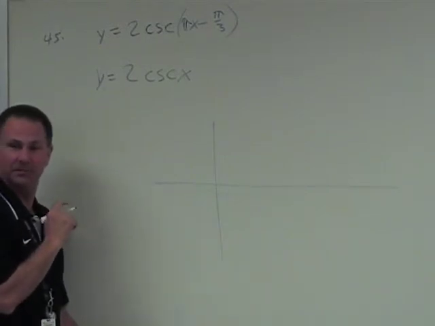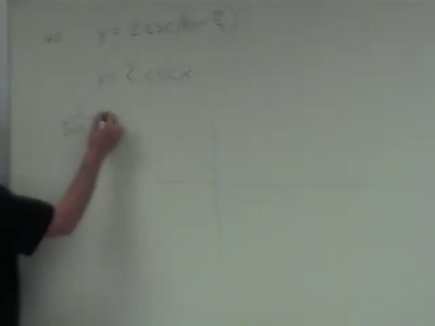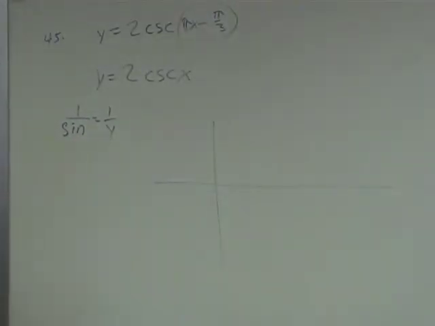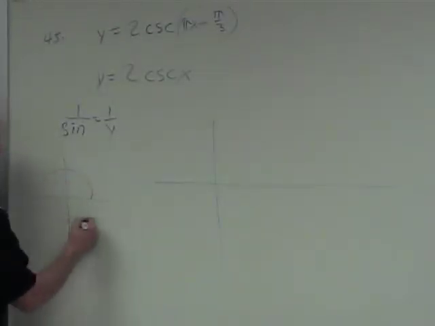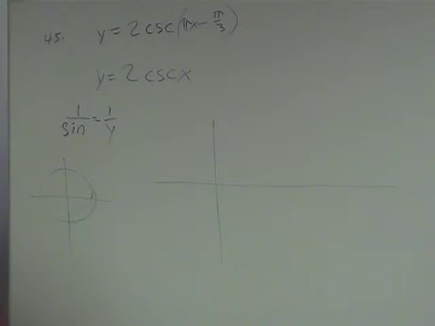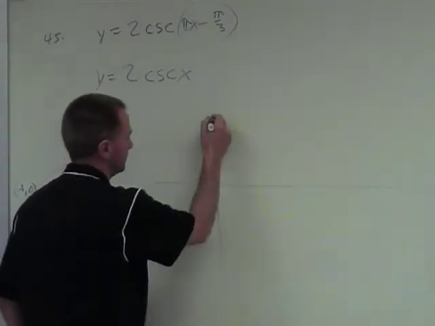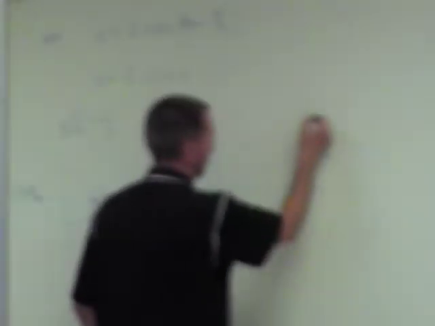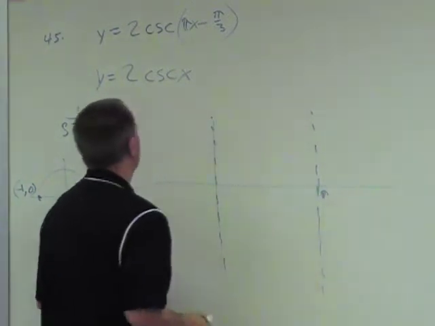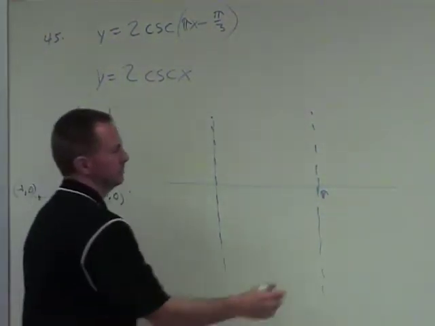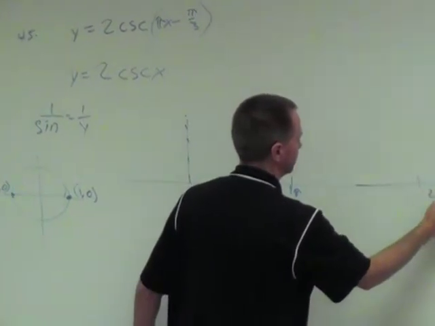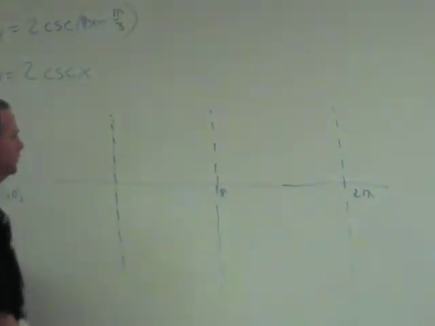What's another way of writing cosecant? So whenever y is 0, I'm going to have an asymptote. Where's y 0? Here and here. Y is 0 at 0 and pi. Cosecant has a period of 2 pi. There you go.